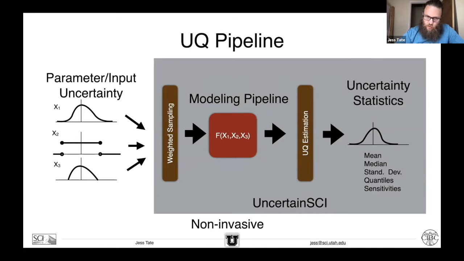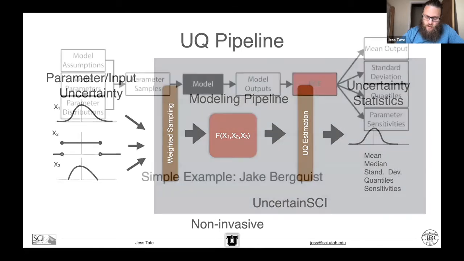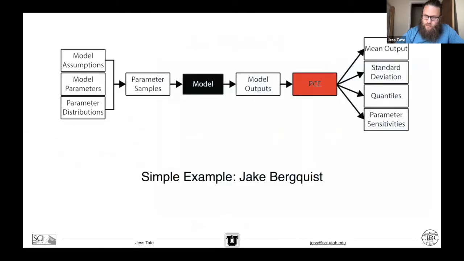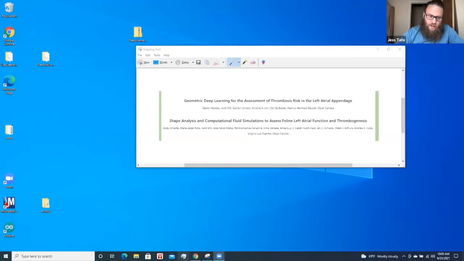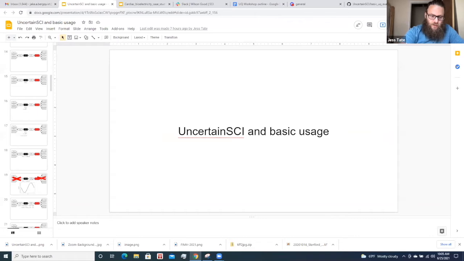So I think one of the first things we want to do in explaining how UncertainSCI works is use a simple example. And so actually, Jake is going to do that right now. I'm going to hand it over to Jake, who is a grad student working with Dr. McLeod, and he has an example to show.